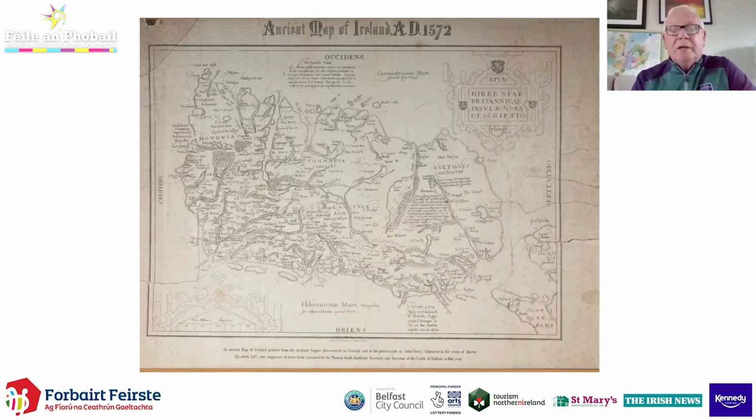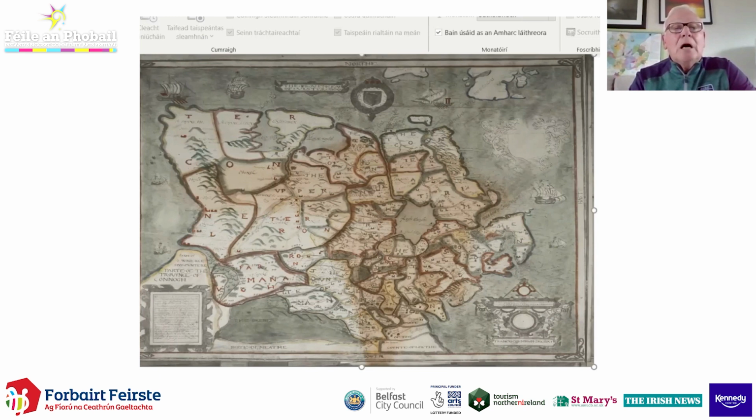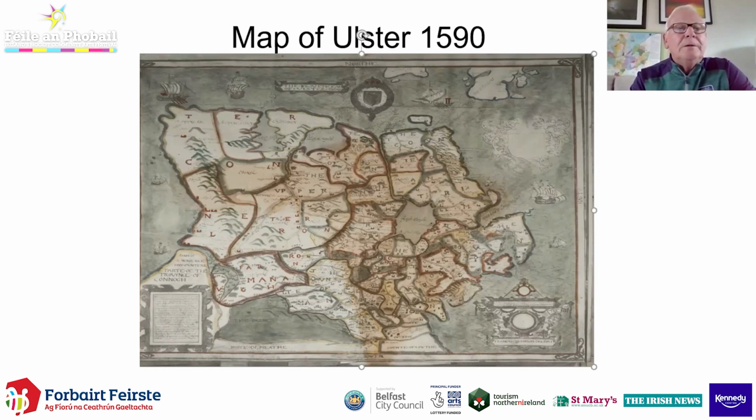The plantation proper occurs in Ulster, and this was the view that the English had of Ulster. They were, of course, looking at it by this stage from the Pale, which was an area surrounding Dublin. So in 1590, just before the launch of the plantation of Ulster, this was the view that they were looking at. And you can make out all of the modern counties, and some subdivisions. The view that they had of Ireland was changing as they got to know more about the area that they were intending to invade, or that they were intending to settle.